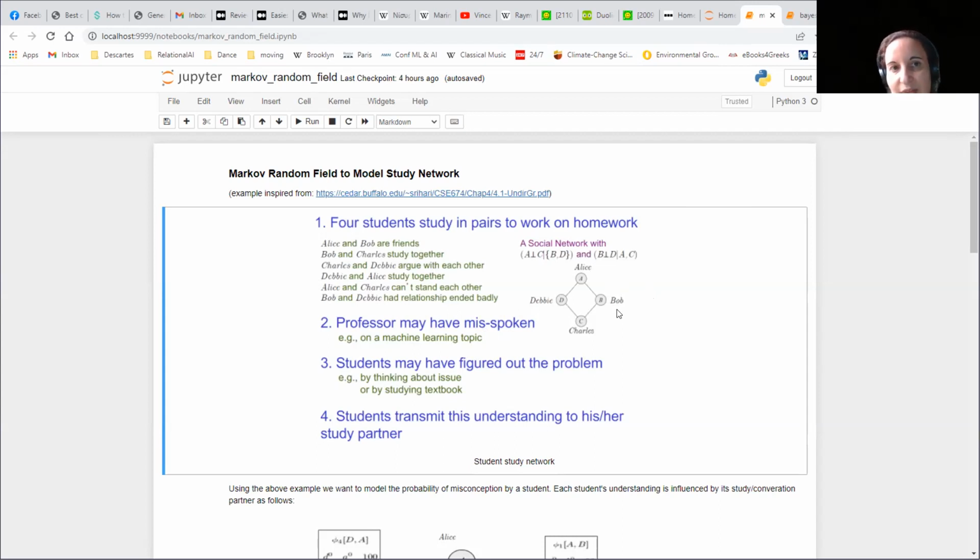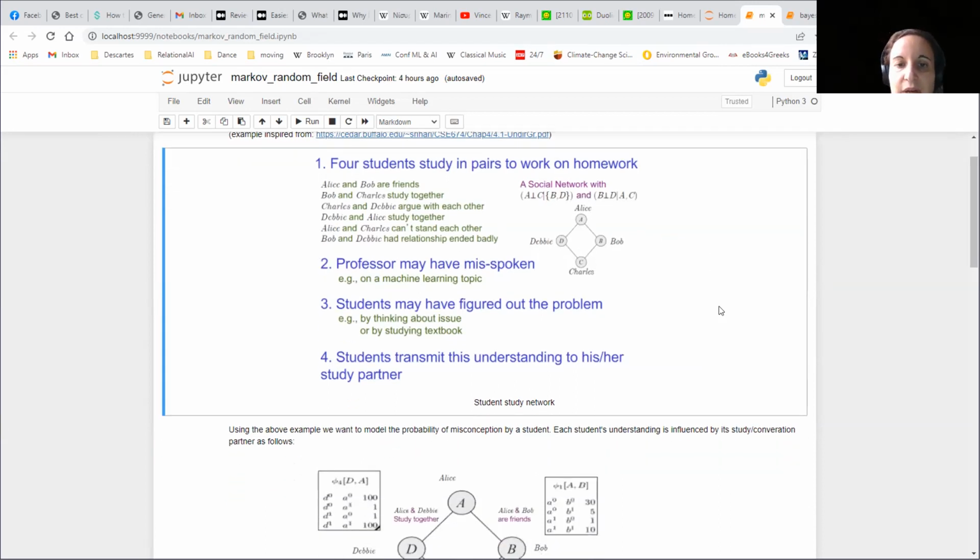So they both have similar probabilities of misunderstanding something or not. Debbie and Alice studied together, same thing. Alice and Charles, they can't stand each other. So we assume that because they don't talk, one's opinion is not dependent on the other. So we don't add the edge. And that's how we create this graph.